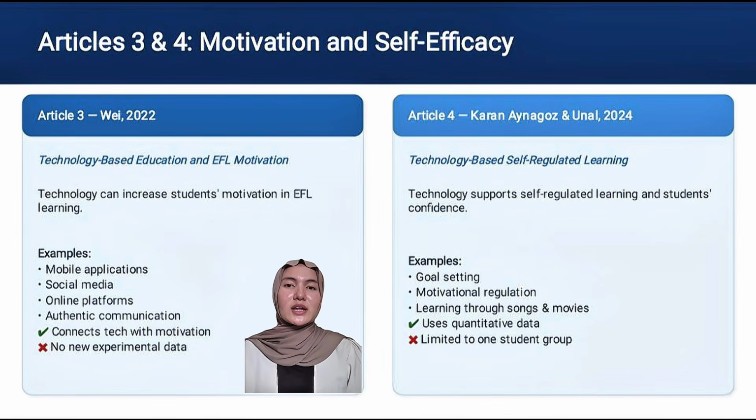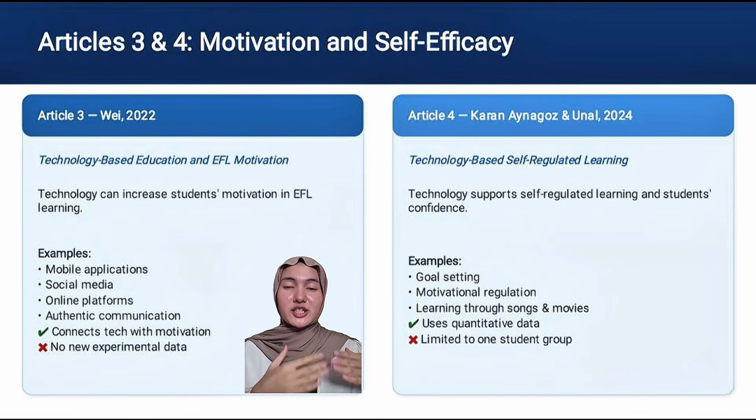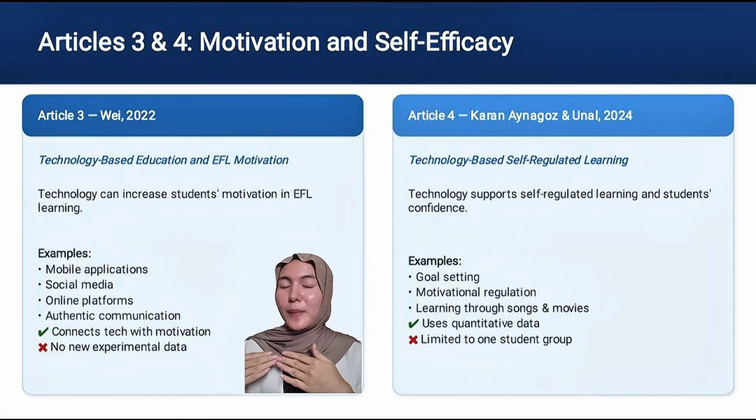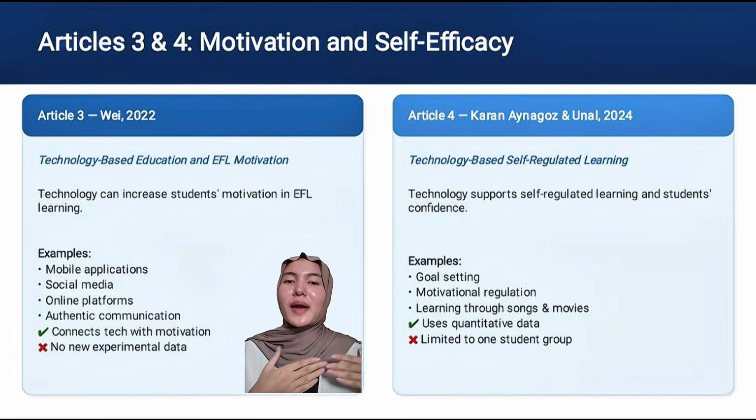And the connection between the third and the fourth article is that both discuss the psychological side of English learning. The third article focuses on motivation, while the fourth article focuses on confidence and independent learning. So, the simple connection is technology helps motivation, motivation builds confidence, and confidence supports independent learning.